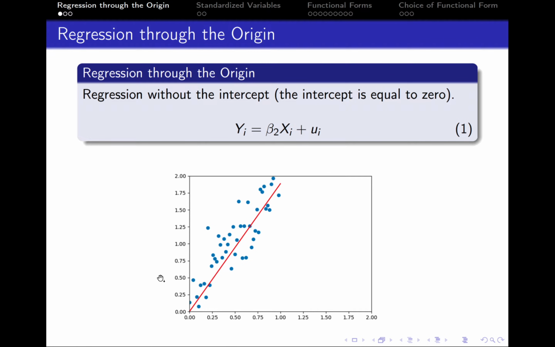And here you can see the example of such a regression. Right, as you can see, the regression line just starts at point 0, where y and x is equal to 0, and the slope of this line is beta 2.